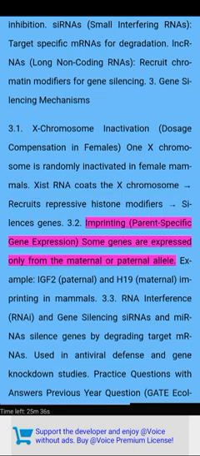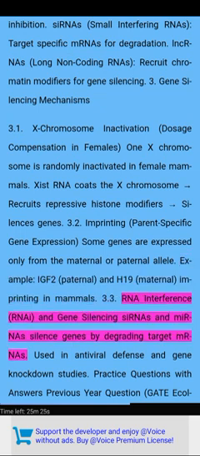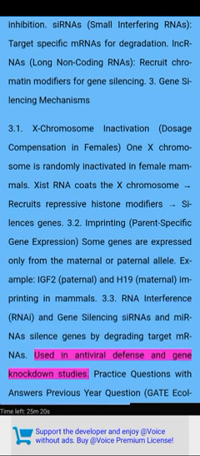3.2. Imprinting, parent-specific gene expression. Some genes are expressed only from the maternal or paternal allele. Example: IGF2 paternal and H19 maternal imprinting in mammals. 3.3. RNA interference, RNAi, and gene silencing. siRNAs and miRNAs silence genes by degrading target mRNAs. Used in antiviral defense and gene knockdown studies.